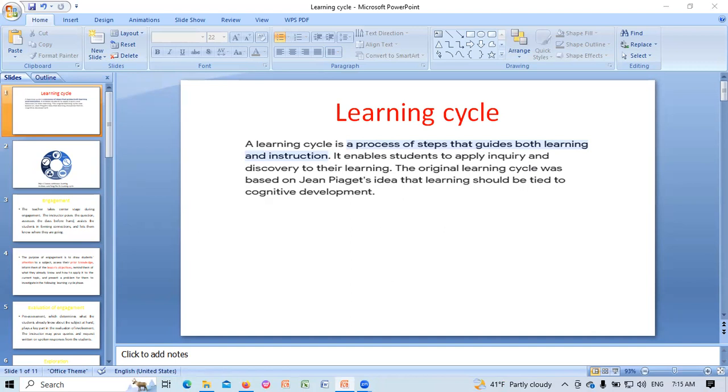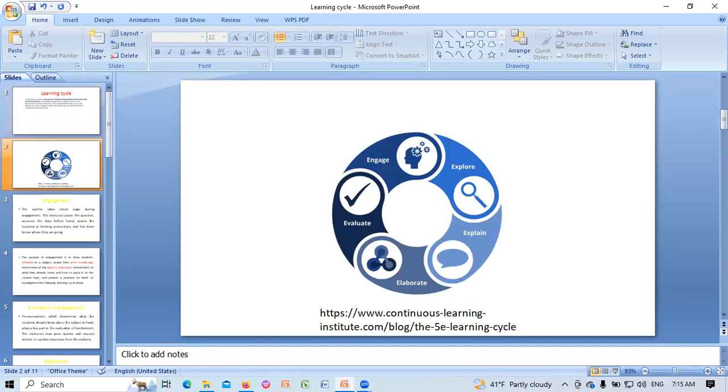The original learning cycle was based on Jean Piaget's idea that learning should be tied to cognitive development. This is the learning cycle, the 5E cycle. First of all, engage, explore, then explain, elaborate, and at last, evaluate.